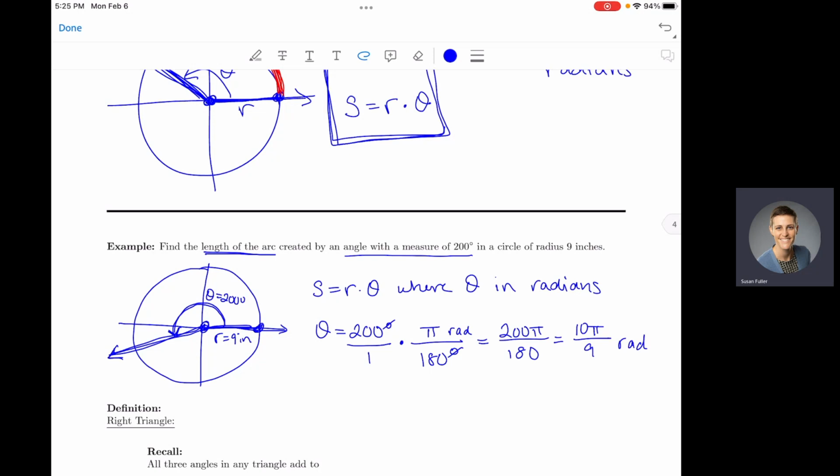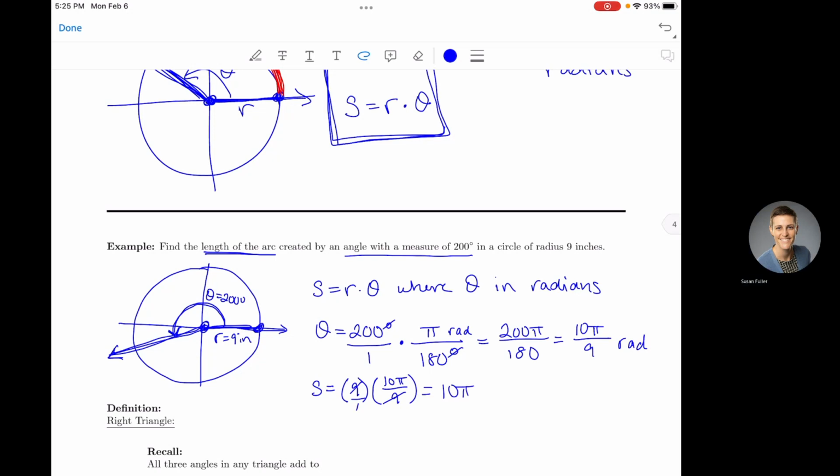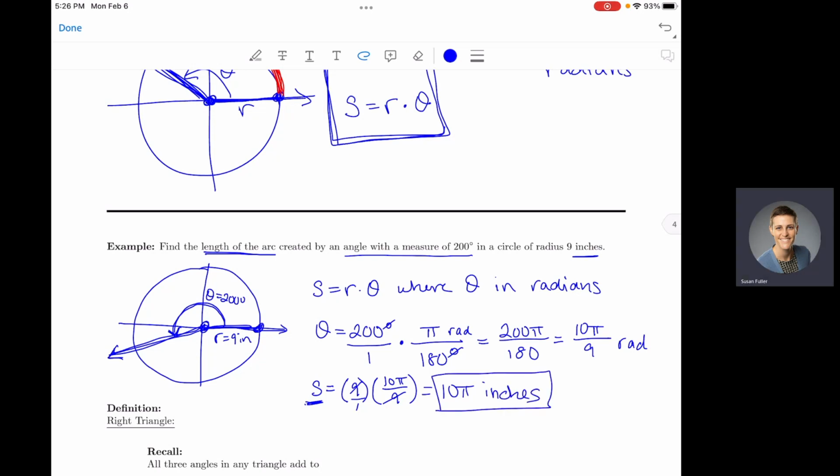Now my arc length S is going to be my radius, which is 9 inches, times my angle theta in radians, which is 10 pi over 9. Now I can just multiply these: 9 times 10 pi over 9. These 9s cancel, and I just get 10 pi. This is an arc length, which means it's a length, and our length here is measured in inches. So 10 pi inches is how long my arc length S is. Again, this arc length is all of this section of the circle, and that's going to be 10 pi inches long.